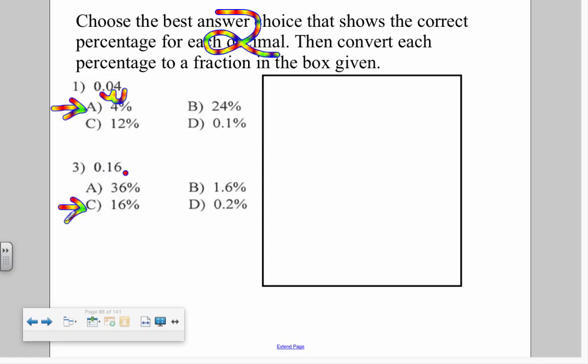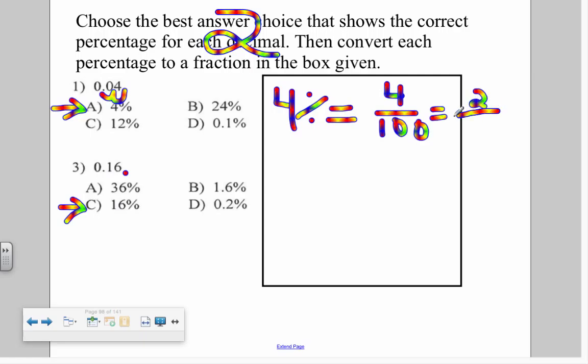And then it also says convert each percentage to a fraction in the given box. Have 4%. Remember, it was 0.04. It was 4 hundredths. And then simply reduce that down, and I can divide them both by 2, making that 2 50ths.